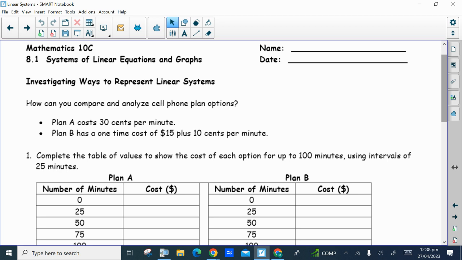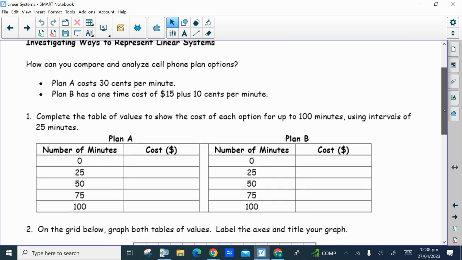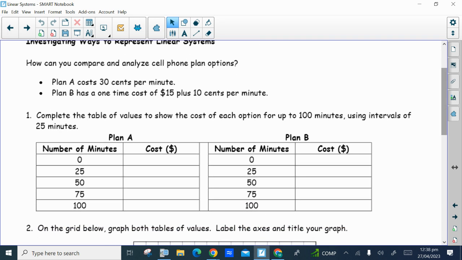How can you compare and analyze cell phone plan options? Plan A costs 30 cents a minute, where Plan B has a one-time cost of $15 plus 10 cents per minute. So for Plan A, it's straight 30 cents a minute. So if we fill in this table of values, for 0 minutes, that'll cost $0.